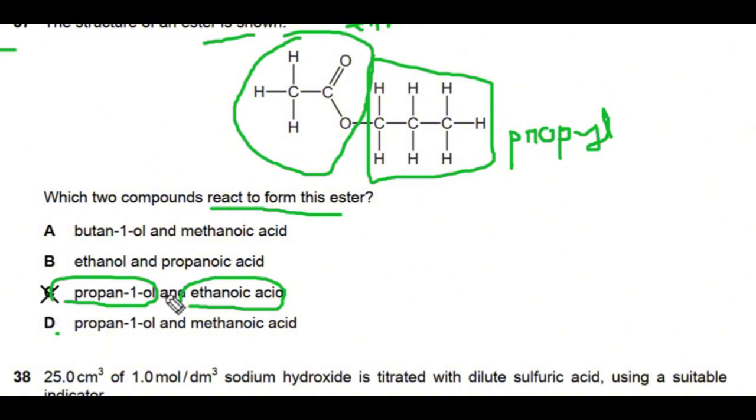So C is the right answer. Why is A wrong? Butan-1-ol, butanoate. This is propanoate, so this is wrong. Ethanol, ethyl, but the alcohol part is propyl. This is wrong. And why is D wrong? Propan-1-ol, this part is correct, propyl, but methanoic acid, methanoate, but this is ethanoate. So propan-1-ol and ethanoic acid will be the correct answer. C is the correct answer.